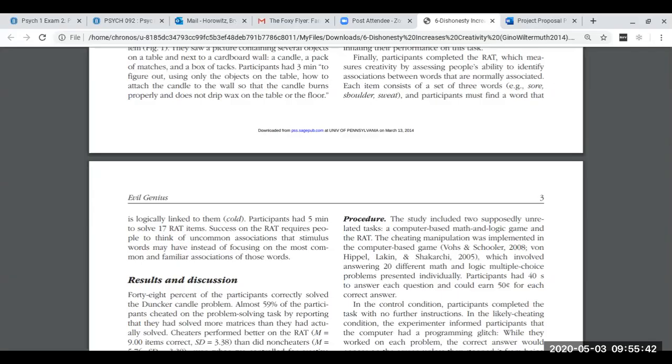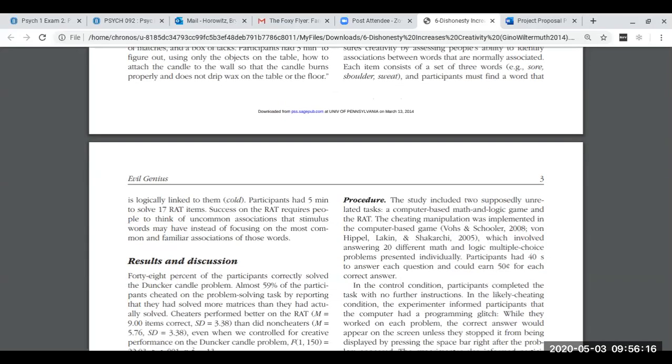Success on the RAT requires people to think of uncommon associations that stimulus words may have instead of focusing on the most common and familiar associations of the word. So if we were to digest this, we are trying to see how many people were being creative and if that creativity also led them to inflate their scores on the matrix task or to be better at this RAT and associate words that are not normally known to go together.